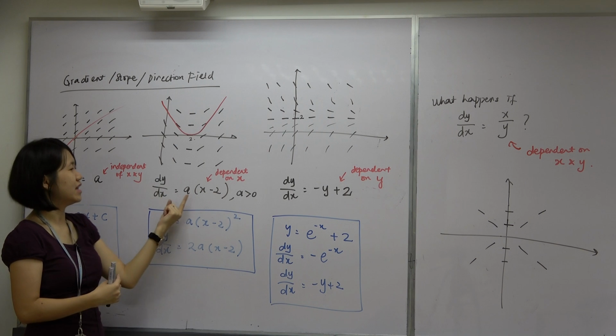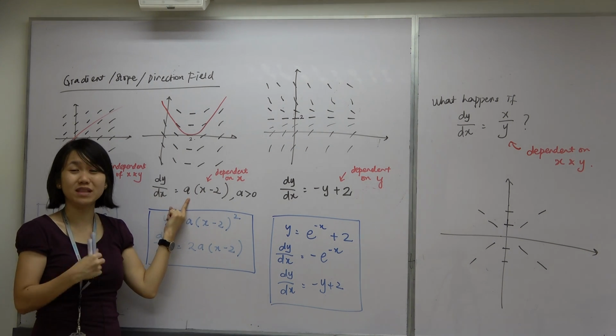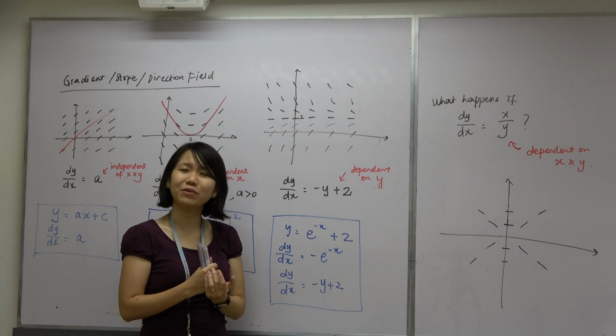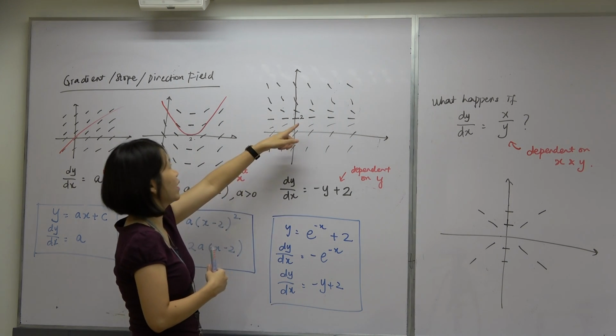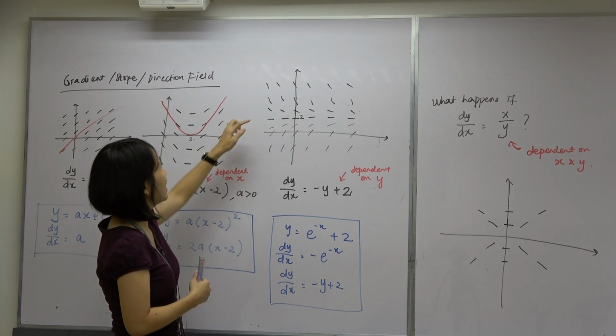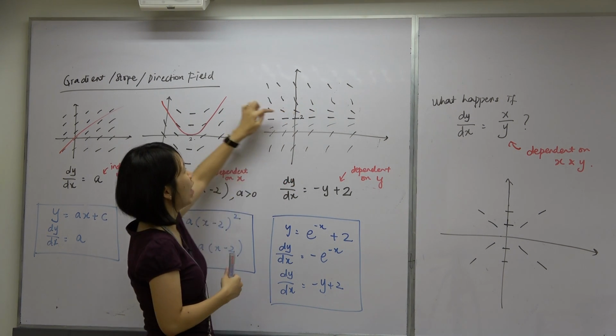means that you have your dy over dx dependent on x, alright? So when do I know that I have my dy over dx dependent on y? Let's look at one example over here, and this is a partial question. When you look at it, I've got the same gradient for the same y value.